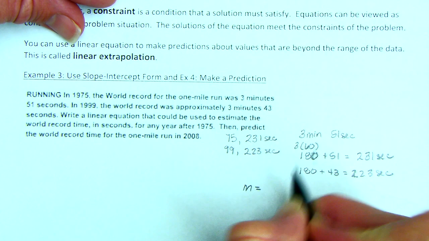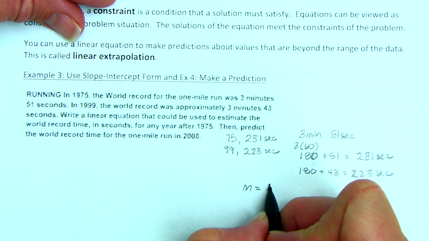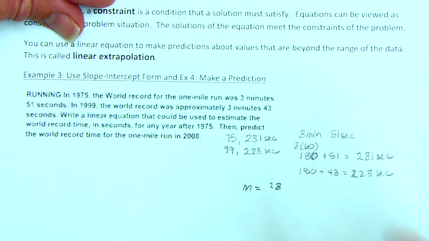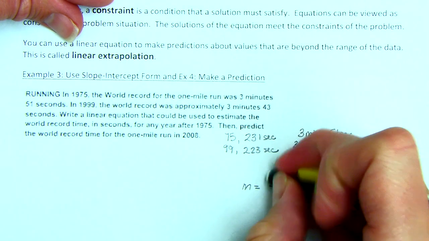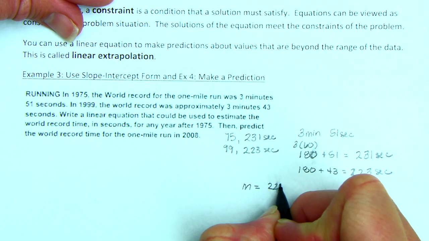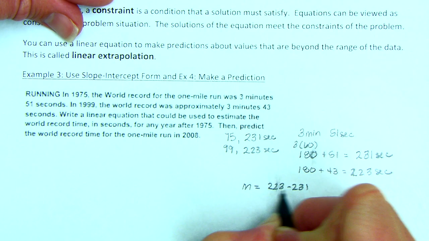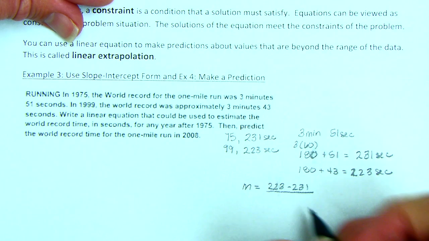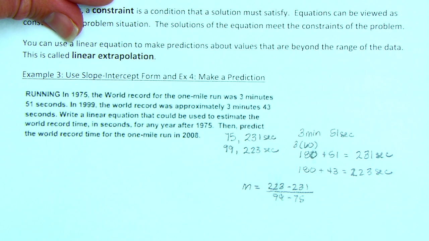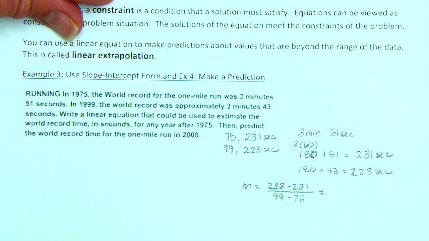So how much is it changing? Well, it is going from 223 minus 231 over 99 minus 75. You're probably thinking, what is she doing? We're going to get a negative number. Well, yes, because our time is decreasing. So our slope, believe it or not, is actually a negative number.